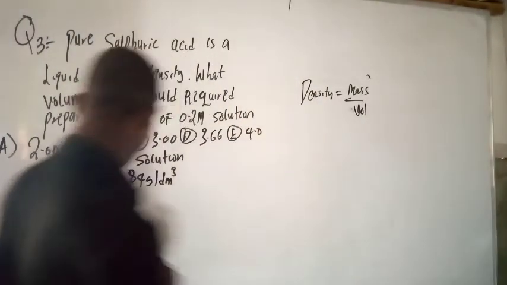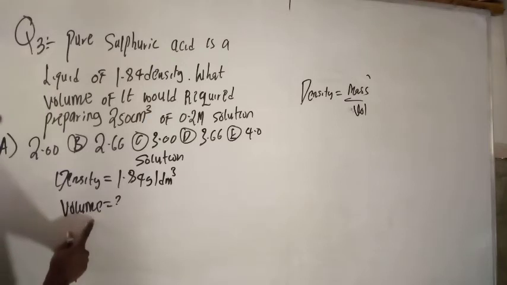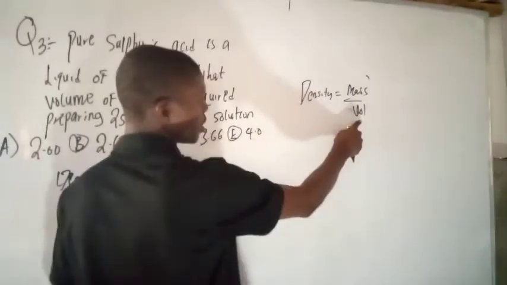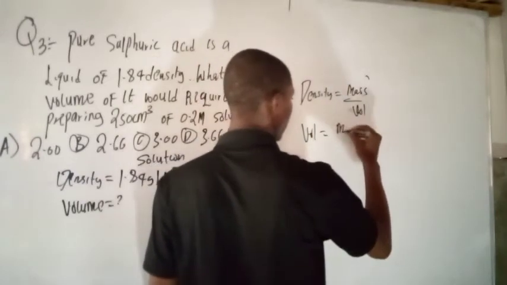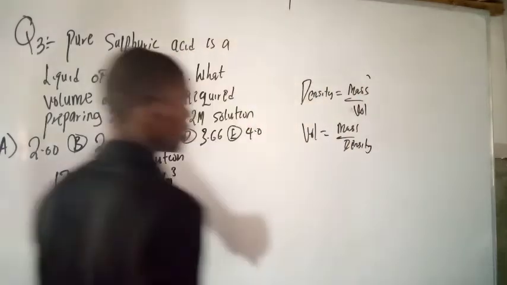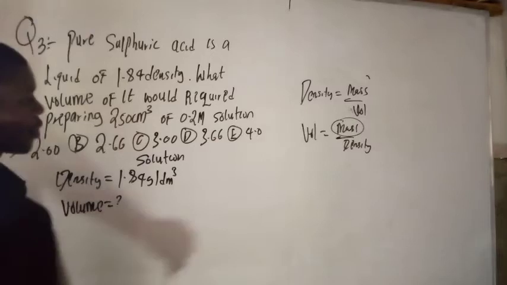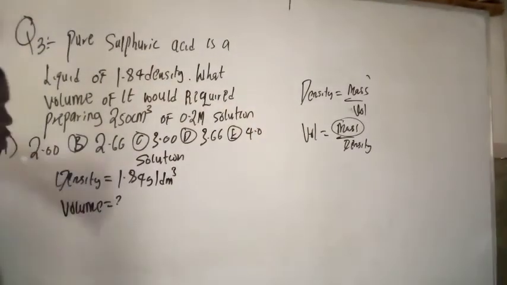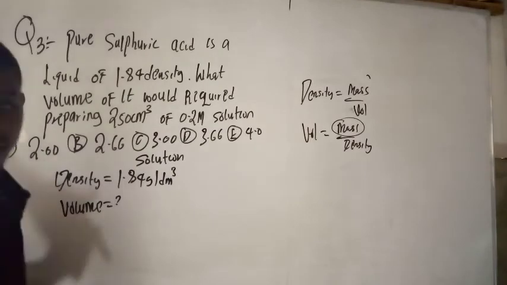Now, because they are asking us to look at the volume of the solution when they give us the density, if you make volume the subject of the formula, here we have volume equals mass over density. So once we can get the mass of the solution, can we calculate the volume? So how do we do that? We use the other parameters they gave us.